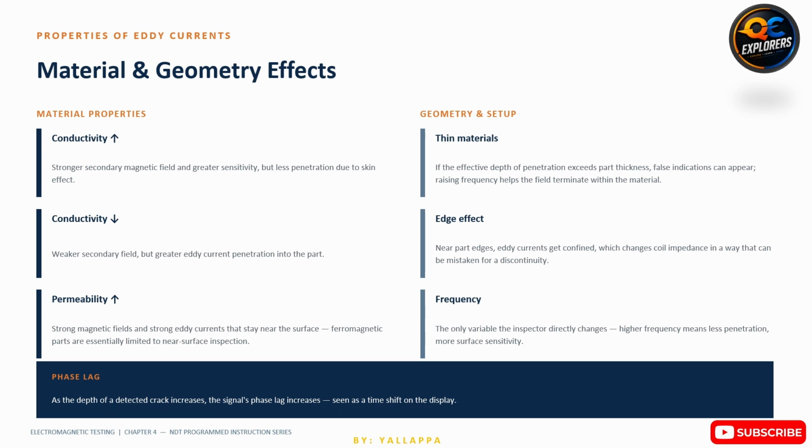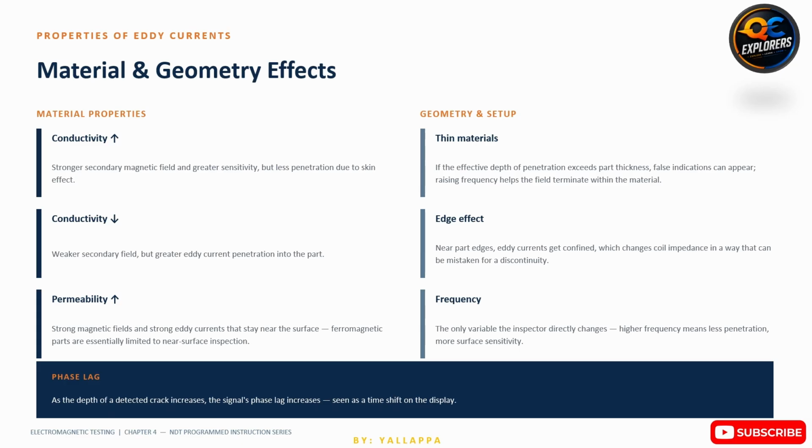Magnetic permeability also plays an important role. Ferromagnetic materials, such as carbon steel, have high permeability, causing magnetic fields to remain near the surface. As a result, conventional eddy current testing is generally limited to surface and near-surface inspection on these materials.